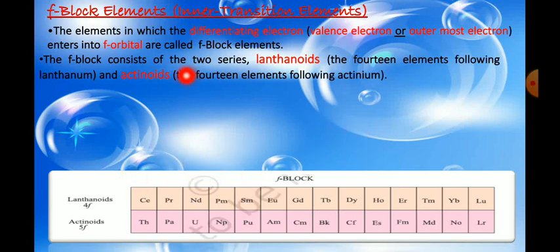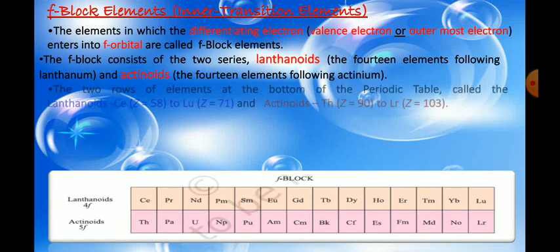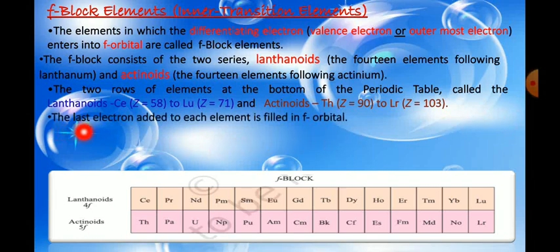You know F orbital can accommodate a maximum of 14 electrons. Therefore, in the first row we have 14 elements, and in the second row we have 14 elements. So F block elements are composed of what? They are composed of two series, lanthanoids and actinoids. Lanthanoid series is cerium to lutetium with atomic number 58 to 71, and actinoids are thorium, atomic number 90, to lawrencium, atomic number 103. In all these cases, the last electron is added to which orbital?